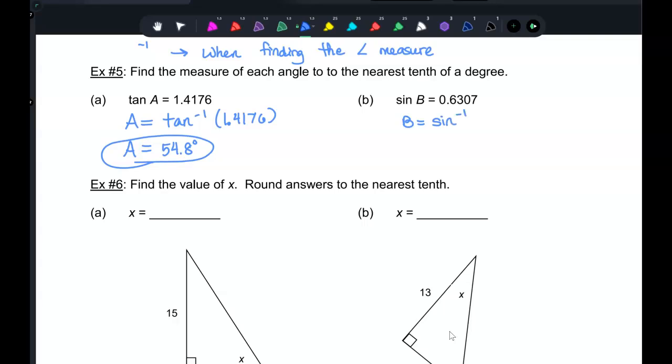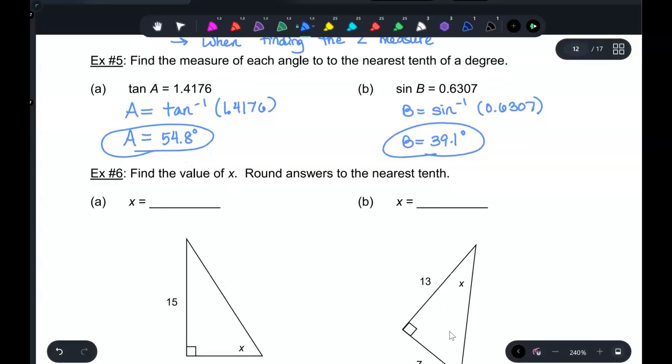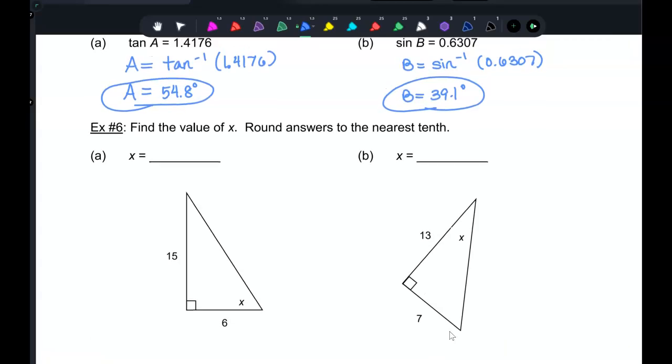Okay, and then B is the sine inverse. Wait, why is it B? Why is it not A? Because this is B. Does it matter? It's just a variable. So you just chose. 0.6307. 39.1018. Good. 39.1. We got this. We're almost done.